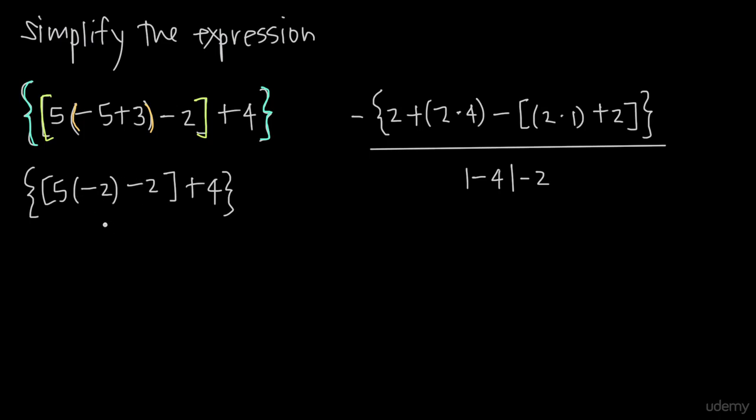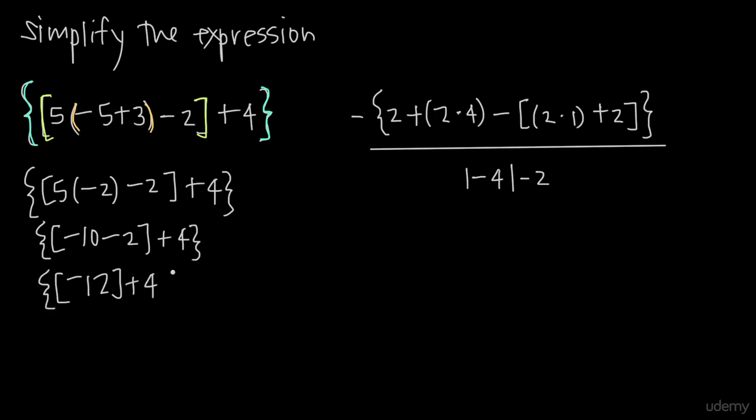So 5 times a -2 is a -10. So we have -10 minus 2. That's still inside of our brackets, which is inside of our braces here, plus 4. Like this. -10 minus 2 is going to be a -12. So we have -12 inside of brackets plus 4, and then inside of our braces. And we know that -12 plus 4 is going to be a -8. So what we end up with inside of the braces here is just -8, like this.